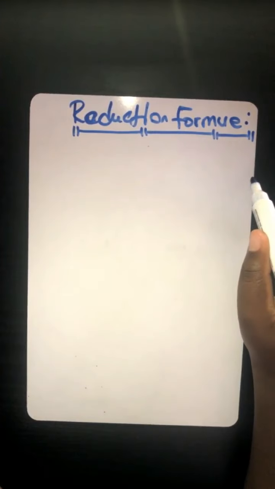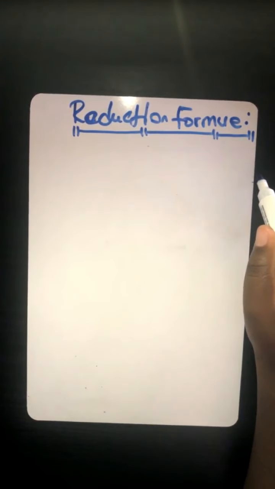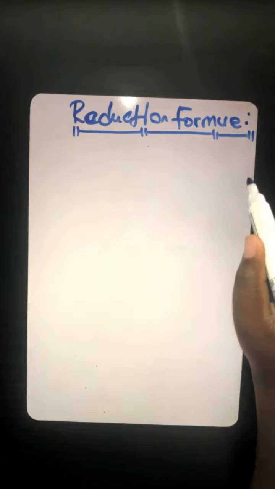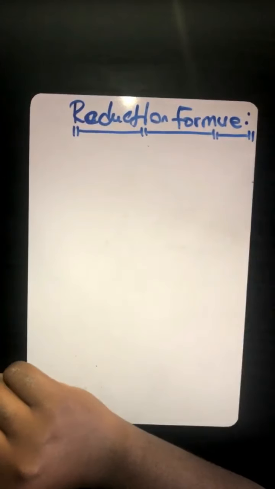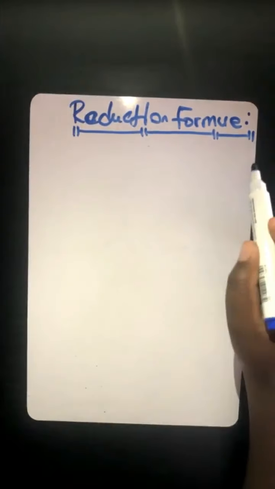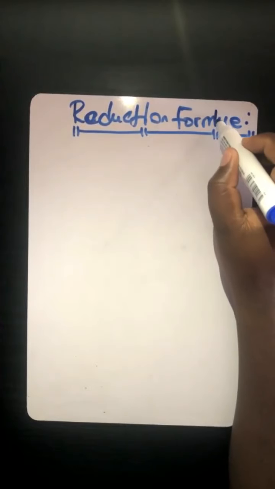So guys, reduction formulae are used to reduce the trig ratios of any angle to a trig ratio of an acute angle. So that is the definition of reduction formulae in short.